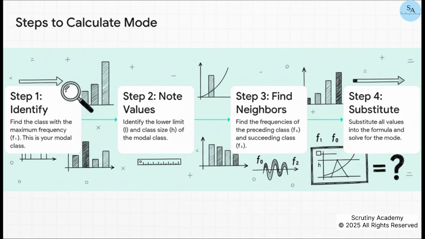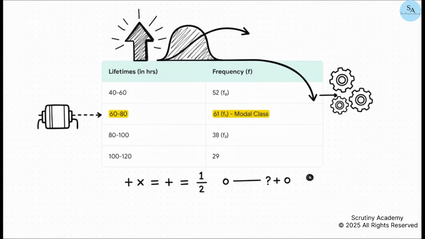Let's see it happen. All right, let's look at a real example. We've got the lifetimes of 225 electrical components. So first step, just scan the frequency column. What's the biggest number you see? Yep, it's 61. Bam.